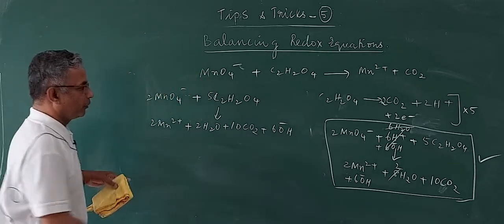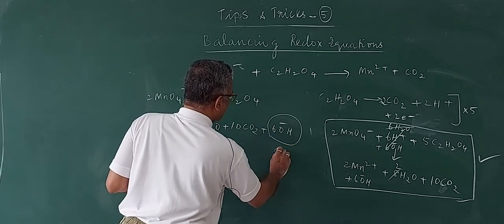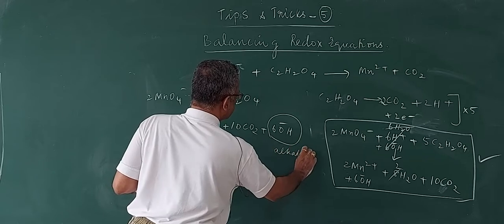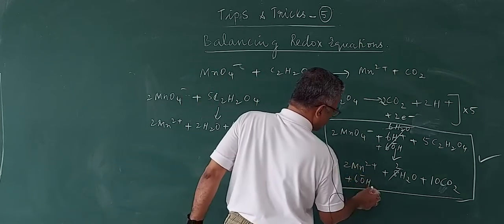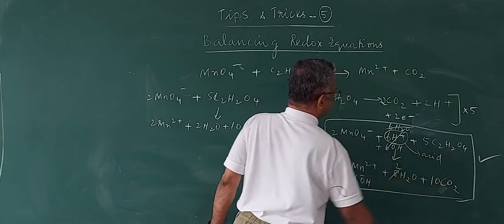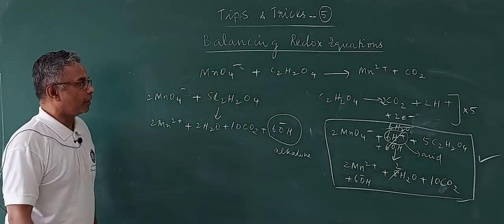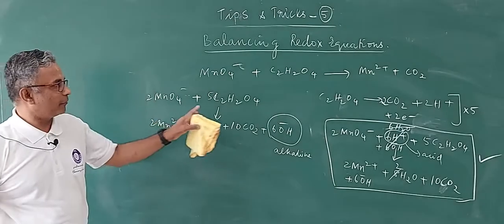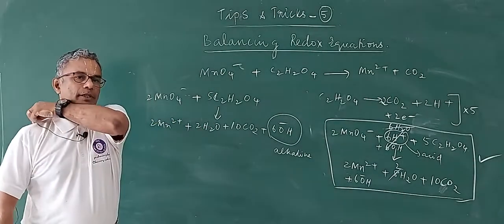Now, you can see that this is in alkaline medium. This is balanced in alkaline medium. This is balanced in the acid medium. So, this is the easiest way to solve the redox equation.